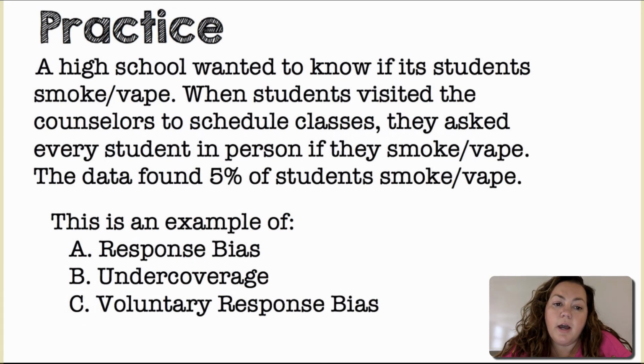Another example, a high school wanted to know if its students smoked or vaped. When students visited the counselors to schedule classes, they asked every student in person if they smoke or vape. The data found 5% of students smoke or vape. This is an example of response bias, undercoverage, or voluntary response bias.